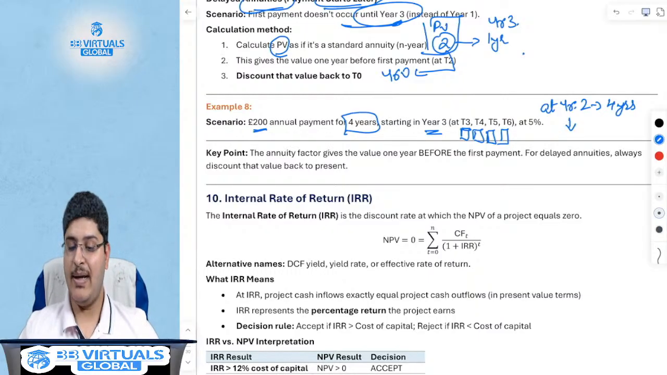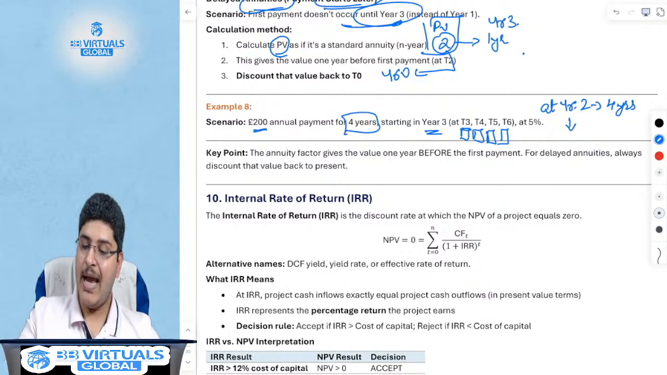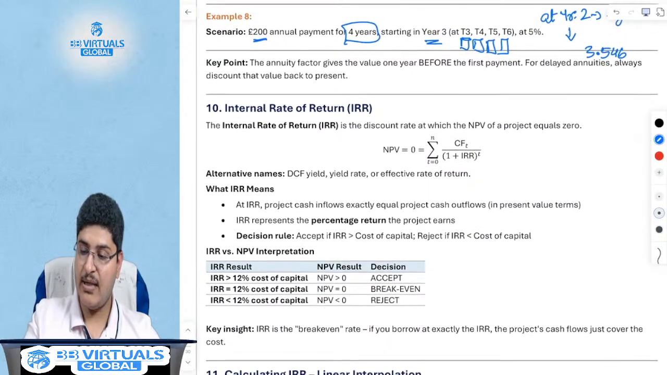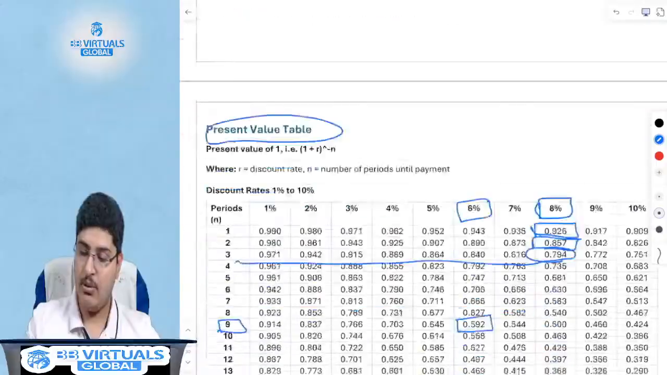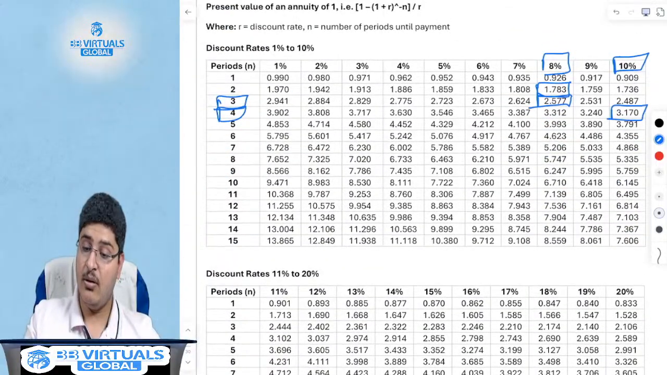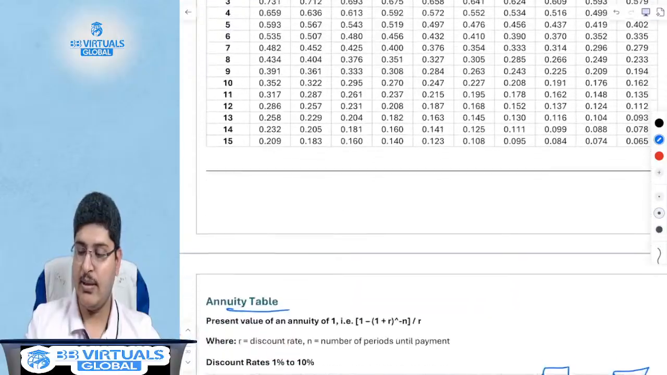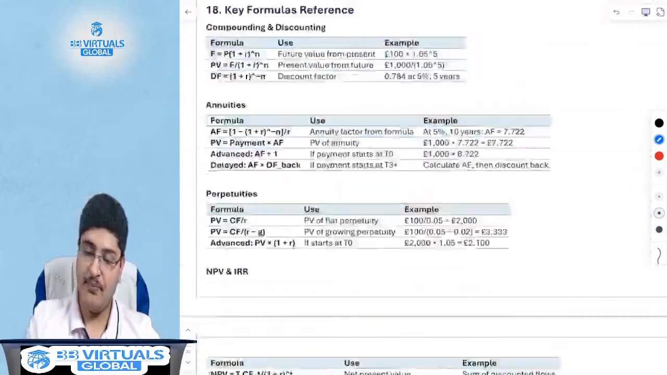We will say 1 divided by 1.05 for 1, 2, 3, 4. Press equal to 4 times. And do the total of this, which gives you your annuity factor. At 5%, the annuity factor is 3.546. Let us just check what is the annuity factor as per the tables. The annuity factor for 5% for 4 years is 3.546.